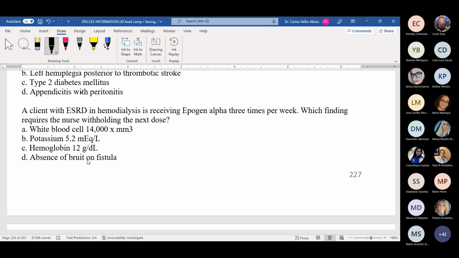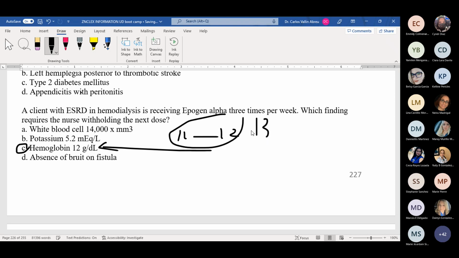Why the hemoglobin? Because when the hemoglobin is in the range of 11 and 12, the medication will be discontinued. What happens if the hemoglobin keeps increasing, continuously rising to 13, 14? I have 14, and I'm very well.